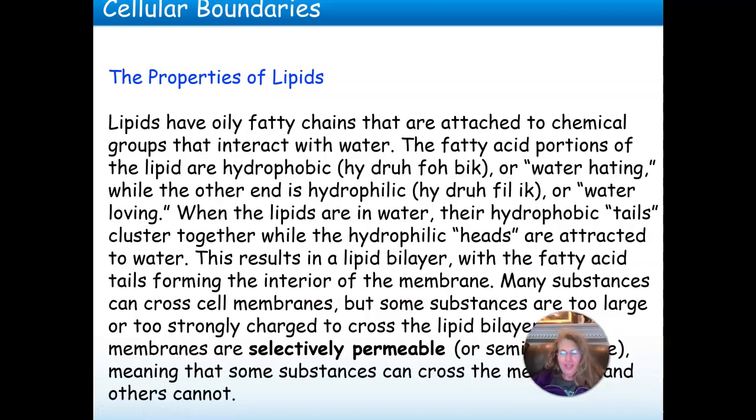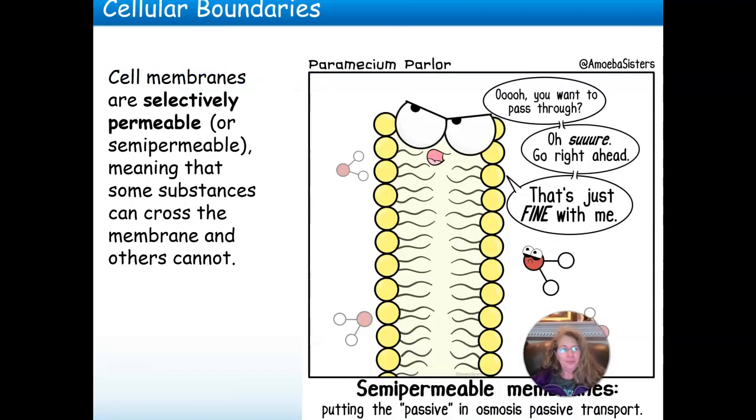You can pause it and read this here, and we're going to go on. The one thing to remember is that lipids are hydrophobic. They don't dissolve in water and they're repelled by water. So if you were to take oil and water and put it in a bottle and shake it up, the oil is not going to dissolve. It's going to separate from the water.